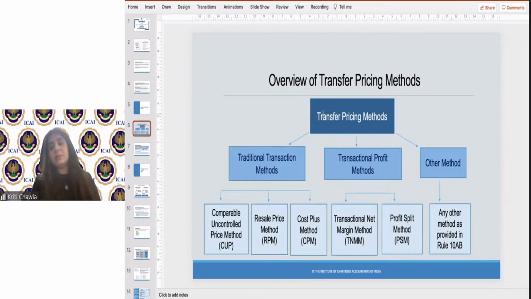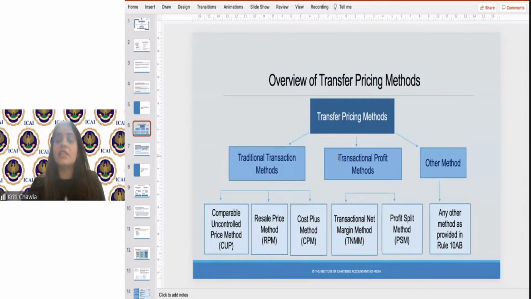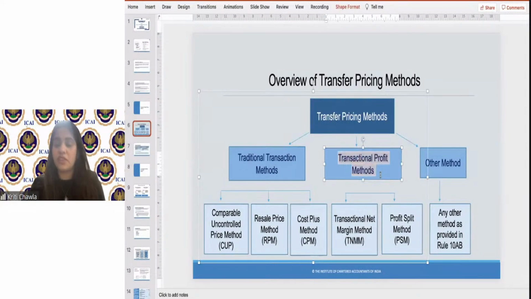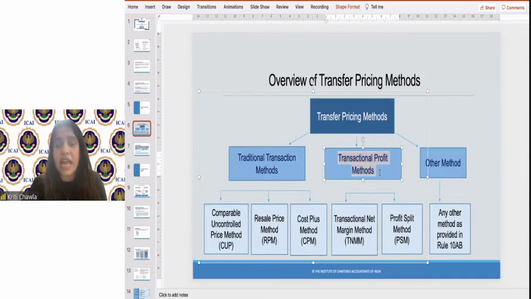So if you look at these particular methods, they are divided into two units. One is called the traditional transaction methods, and the second is called the transactional profit methods. Traditional transaction methods are more dealing with price. They are very, very simple and very, very direct methods. However, if you look at transactional profit methods, the name suggests profit. So they basically deal with margins in that particular instance.